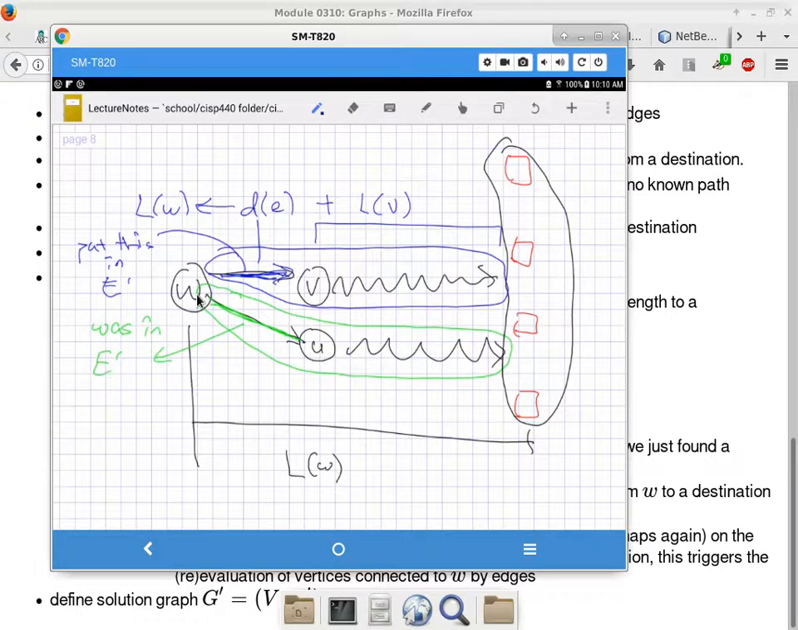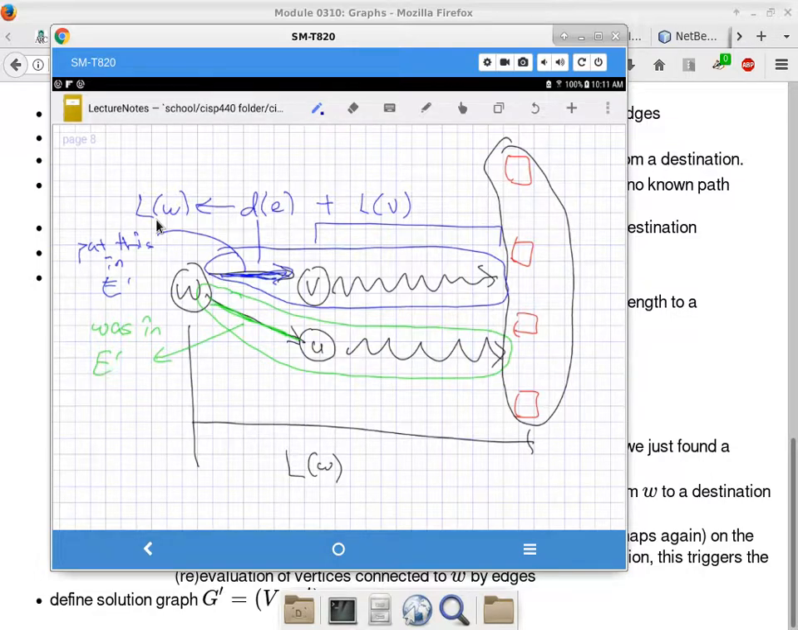Because we just found a shorter way from here to here, but it does not impact everything that is after W. We've already stepped through those vertices to get to this point. That makes sense. So then, I'm a little confused. Does that mean that the stuff from V to the destination is the same as the stuff from U to the destination, potentially? It has to be less than in order to trigger the update. So L of W, D of E plus L of V has to be less than the existing L of W in order to trigger the change.